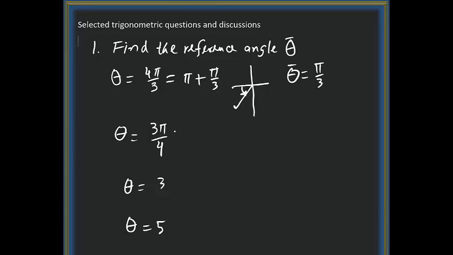Now when I said 3 pi by 4, this can be written as pi minus pi over 4. So pi minus pi over 4 is actually going in the second quadrant, and this angle measure here is pi over 4. So that is your reference angle. The reference angle is the acute angle between the x-axis and the terminal side. So by that definition, we can see our theta bar is pi over 4.